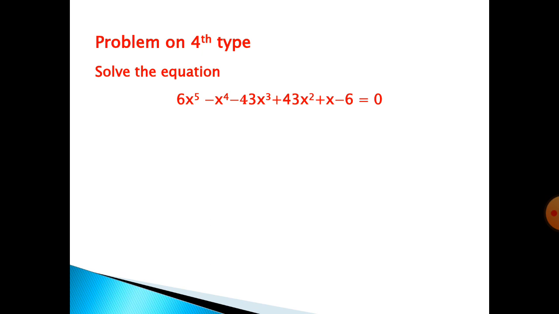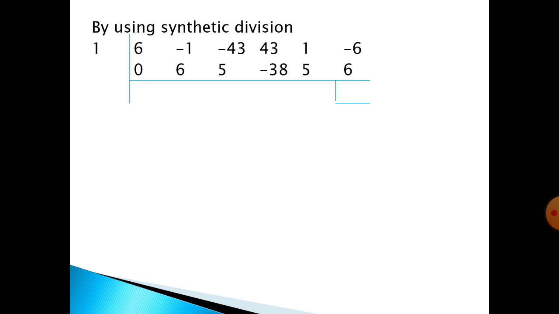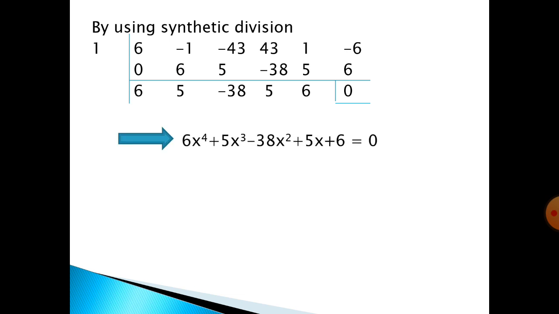Compare the signs. First and sixth term, second and fifth term, third and fourth term signs are opposite. So this equation is a reciprocal equation with odd degree and opposite sign. So one of its roots must be plus 1. By using synthetic division, making use of the root plus 1, convert the fifth degree equation to a fourth degree equation. We get 6x⁴ + 5x³ − 38x² + 5x + 6 = 0. So it is of the type 1.